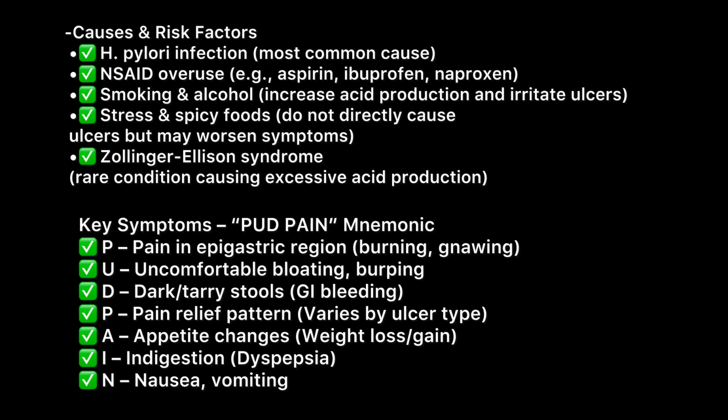Now let's go on to the causes and risk factors. H. pylori infection is the most common one, and other risk factors are NSAIDs like aspirin and brufen. Other triggering factors are smoking, alcohol, stress, spicy foods, and Zollinger-Ellison syndrome, which is a rare condition that causes excessive acid production.